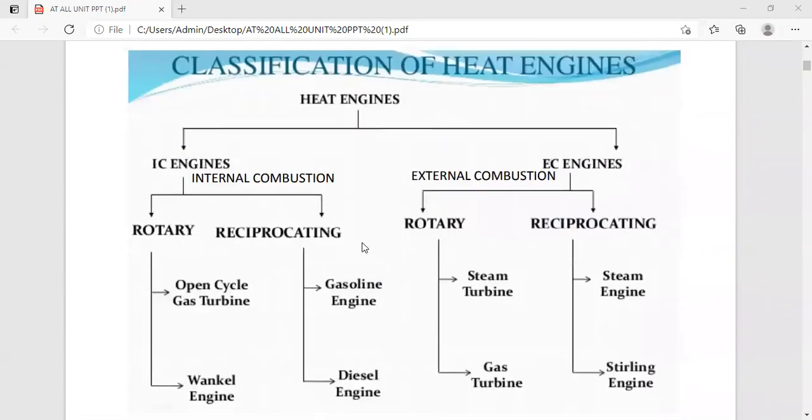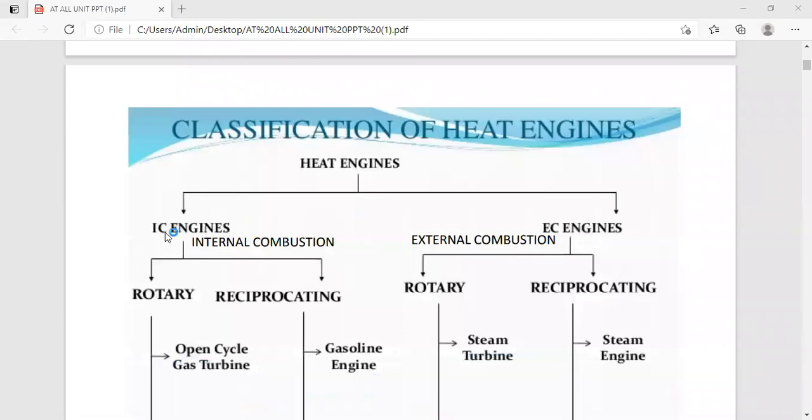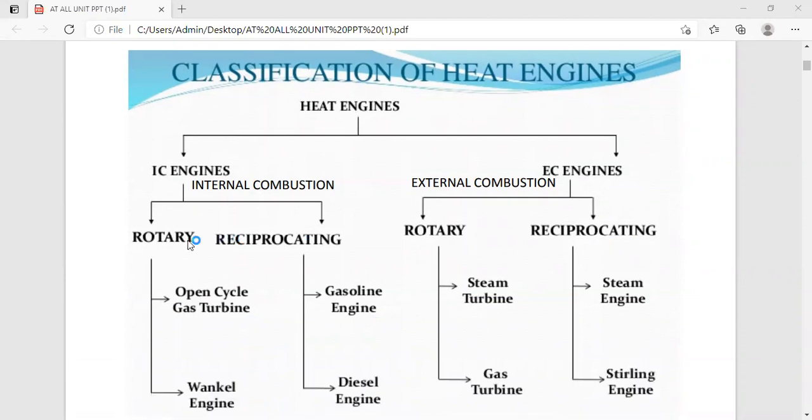This heat engine is classified into internal combustion engine and external combustion engine. Internal combustion engines are rotary or reciprocating. Rotary internal combustion engines include the open cycle gas turbine and the Wankel engine. Reciprocating IC engines are gasoline engines and diesel engines. Next, external combustion engines are rotary or reciprocating. In rotary there are the steam turbine and gas turbine. In reciprocating, the steam engine and Stirling engine.